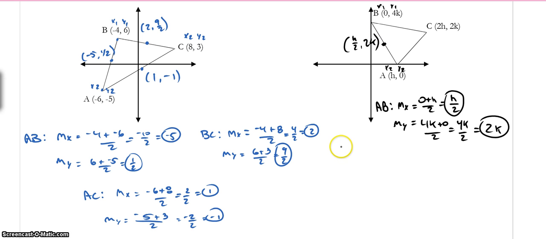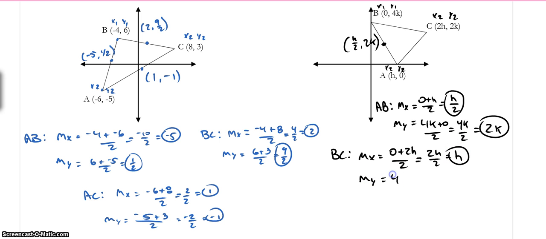Now let's go over to BC. So again we could go x2, y2 if it helps you with the formula. So the x is 0 plus 2h over 2. Gives me 2h over 2, which is just h. And my y gives me 4k plus 2k over 2. Well, 4k and 2k are like terms, so I can go 6k over 2, which gives me 3k. So my coordinate there is h comma 3k.